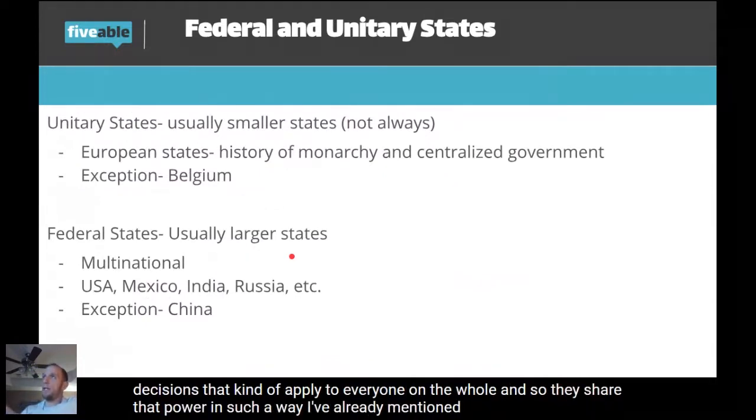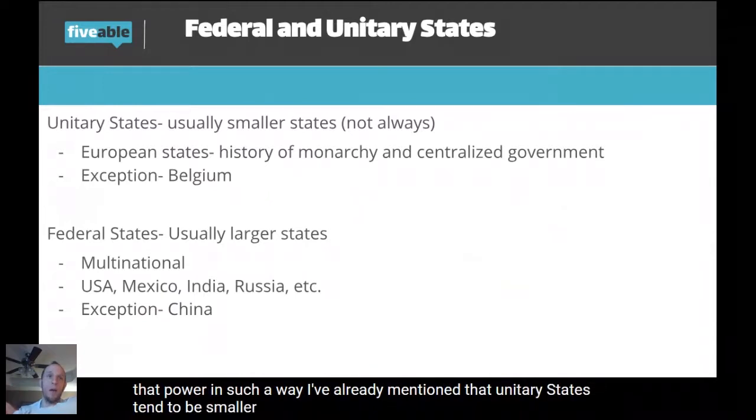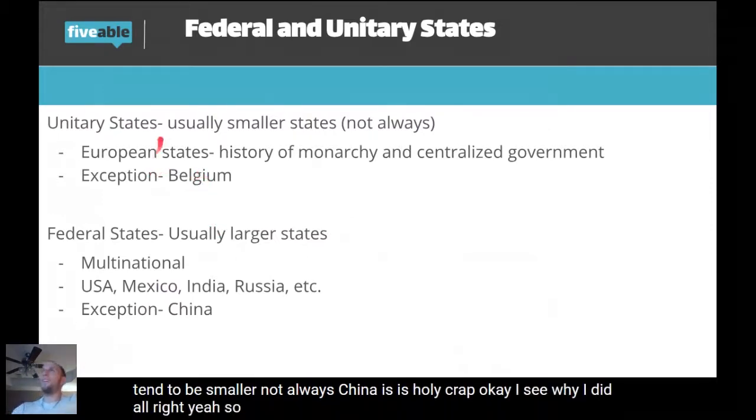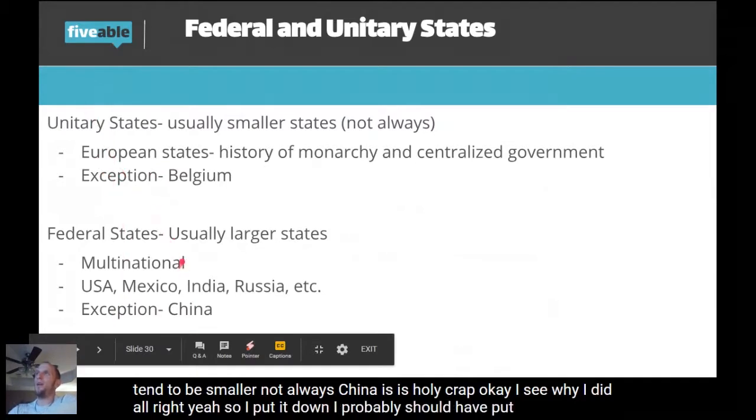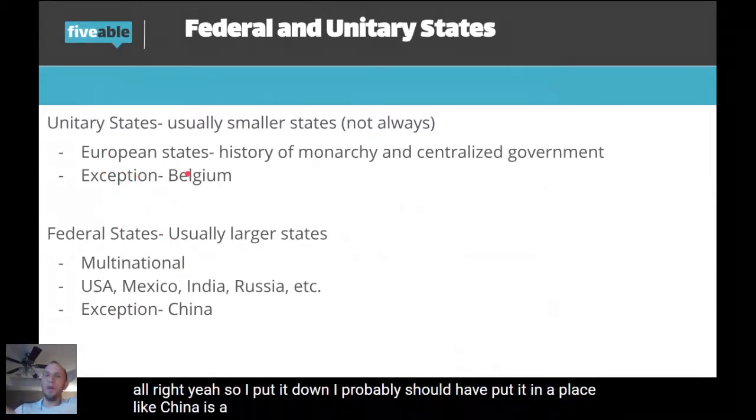I've already mentioned that unitary states tend to be smaller. Not always. China is, oh, holy crap. Oh, okay, I see what I did. All right, yeah, so I put it down. I probably should have put it in the other place. China is a unitary system. It is the exception to a federal state.